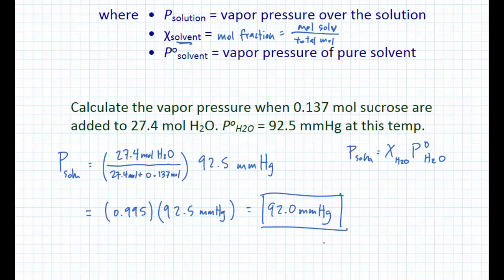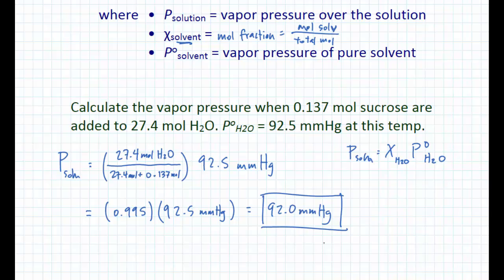99.5% of those surface molecules available to evaporate. Okay, 0.995. Still mostly water, right? We've just lowered that proportion of water molecules on the surface by just a little bit. So the vapor pressure is going to be lower, but not much lower. A little bit lower. It's going to be the exact proportion of the mole ratio of that actual solution itself. Does that make sense?